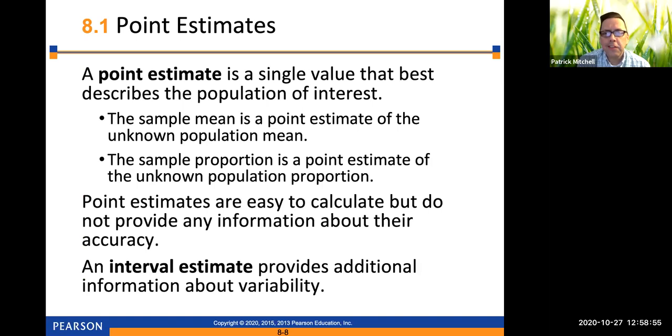So a point estimate is a single value that best describes the population of interest. The sample mean is a point estimate of the unknown population mean, and the sample proportion is a point estimate of the unknown population proportion. In this chapter, we're going to use confidence intervals to estimate the unknown population mean and the unknown population proportion. So that will start with either a sample mean or a sample proportion. Point estimates are easy to calculate, but do not provide any information about their accuracy. An interval estimate provides additional information about variability.